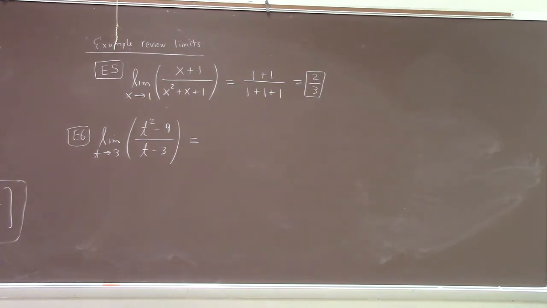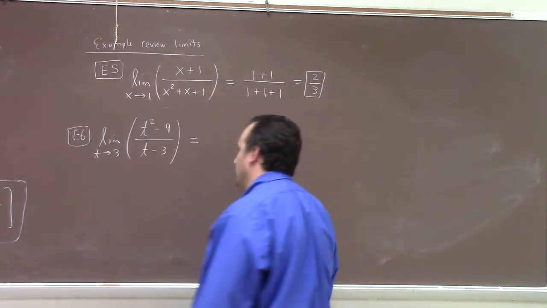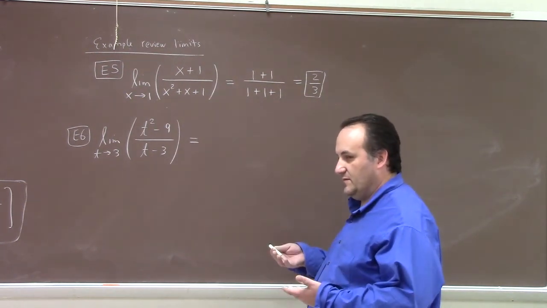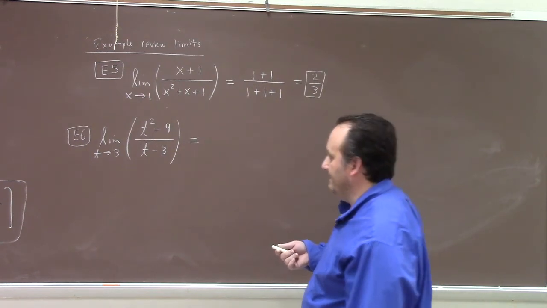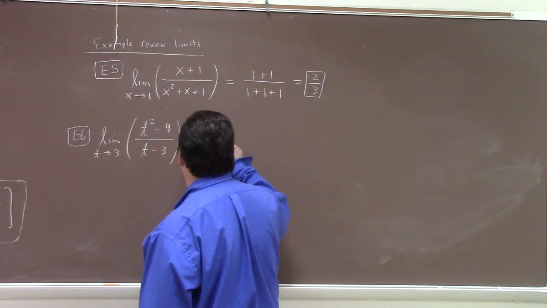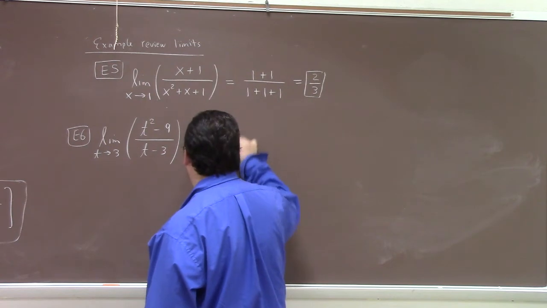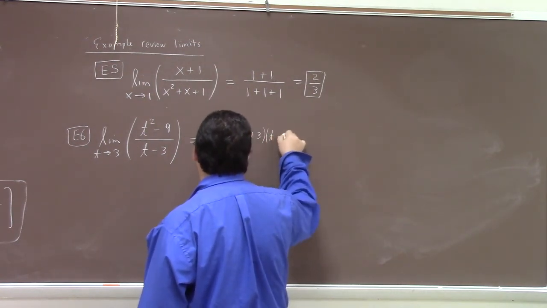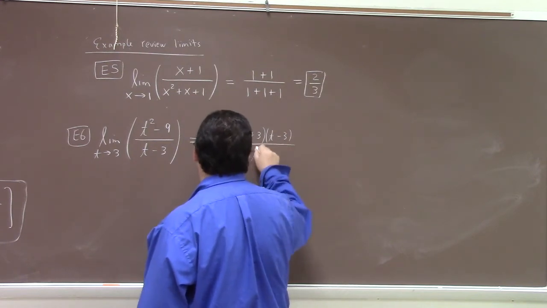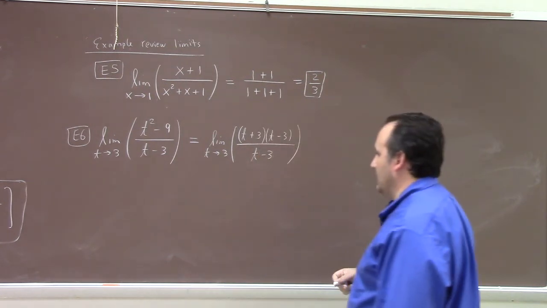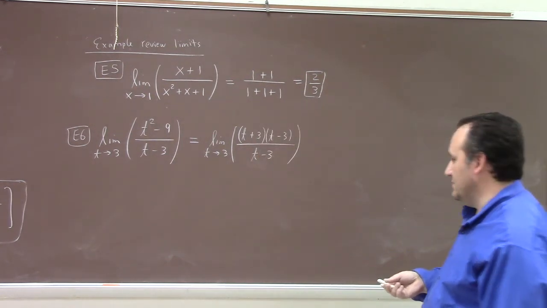Now here, we cannot use the approach of example 5 because if we plug in 3, we get division by 0, right? What is easy to do? Right, so we need to do algebra. So that's t plus 3 times t minus 3, right? I factor the numerator, and so we can cancel those now, right?